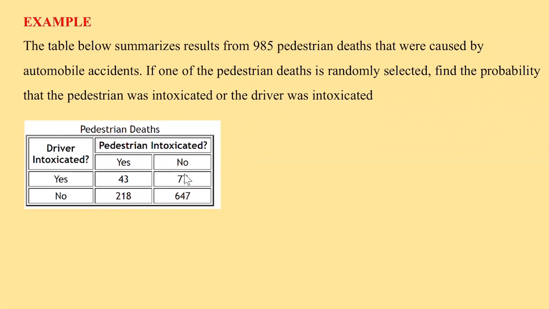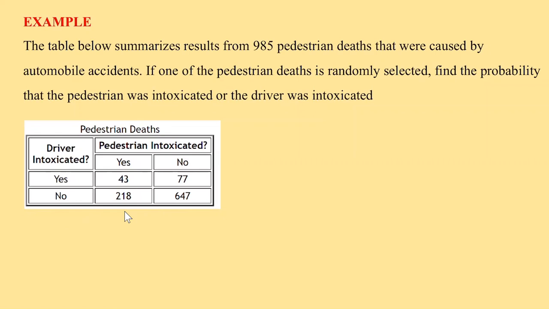For example, to understand the meaning, if we take this 77, that means 77 accidents were caused because the driver was intoxicated, yes, and the pedestrian was not intoxicated. So that is the meaning of that. Similarly, if we try to read this number, say for example 218, 218 accidents were caused when the driver was not intoxicated, no, you can see here, and the pedestrian involved was intoxicated because there is a yes. So that is the meaning of that.